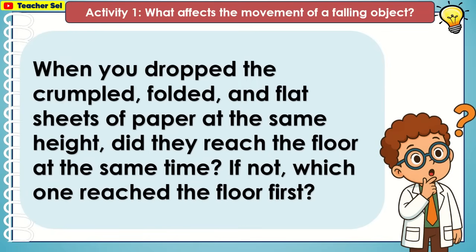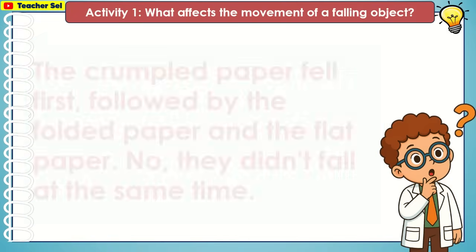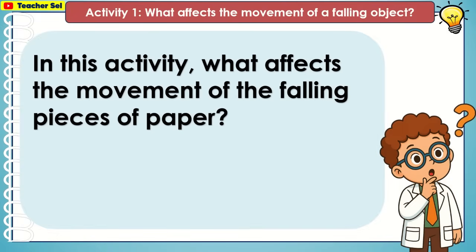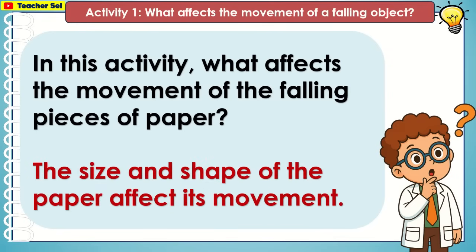When you drop the crumpled, folded, and flat sheets of paper at the same time, did they reach the floor at the same time? If not, which one reached the floor first? The crumpled paper fell first, followed by the folded paper and the flat paper. No, they didn't fall at the same time. In this activity, what affects the movement of the falling pieces of paper? The size and shape of the paper affect its movement.